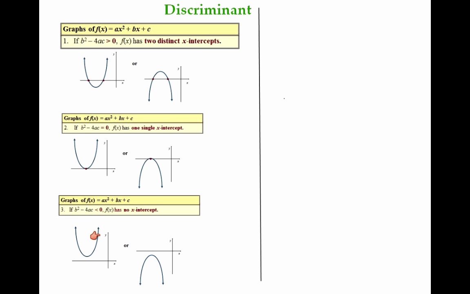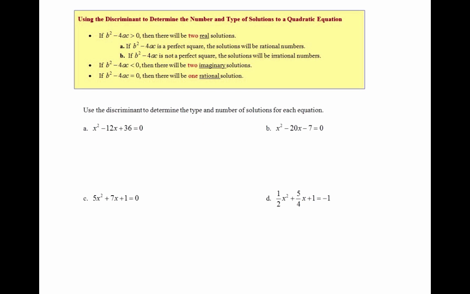And finally, if b squared minus 4ac is less than 0, that would be an example where the parabola never intercepts the x-axis. So it could be up here or down here, but never intercepts the x-axis. So there's no real solution for this. That's why we get those imaginary solutions.